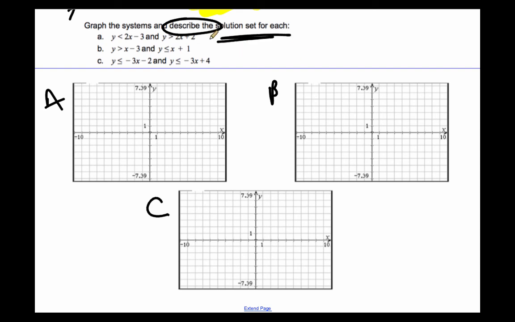Okay, so I will help you do the description, but you need to have them graphed before you come to class. A, B, and C. So please do that. Good luck, and I will see you in class.